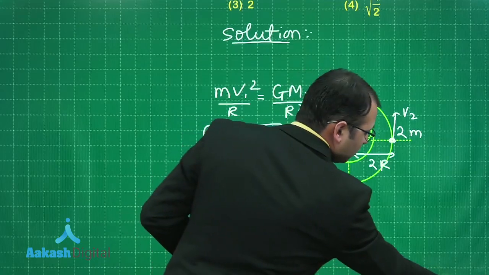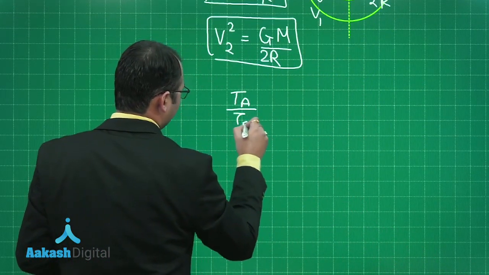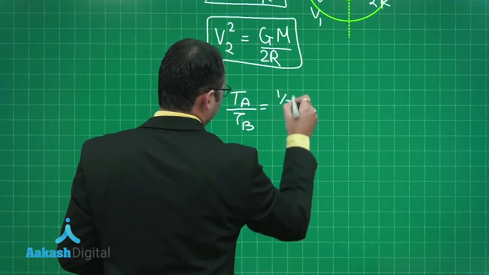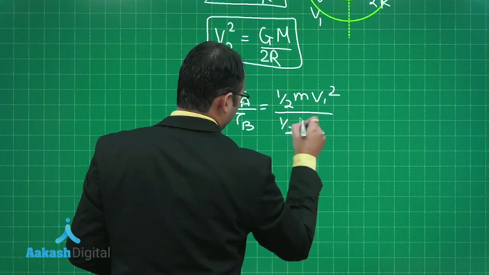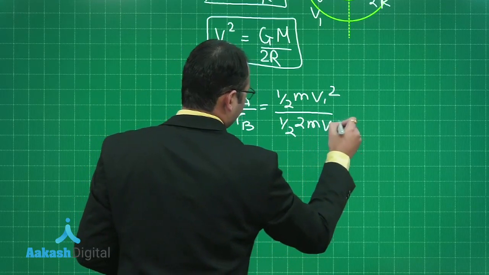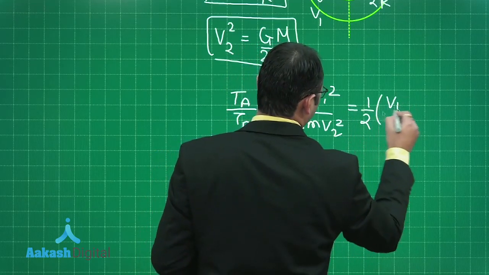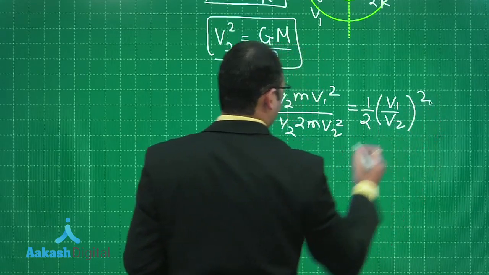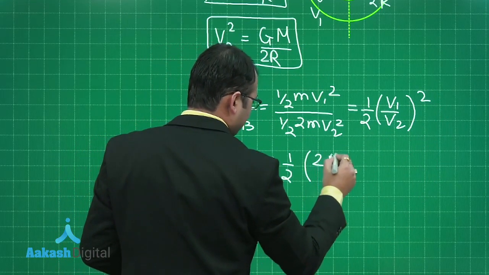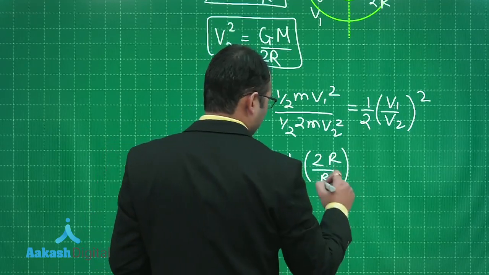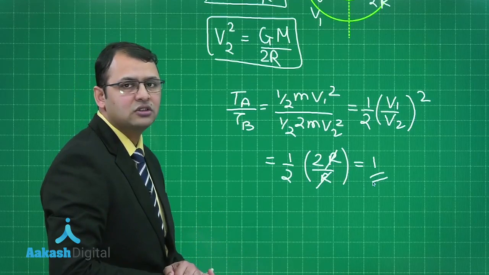So from here you will find that the ratio of kinetic energies TA by TB would be equal to half m v1 square by half 2m v2 square. Solving this, you will get half of v1 by v2 whole square. This would be simply half into, you will get 2r by r. So this and this will be cancelled, you will get 1. So the ratio of the kinetic energies will be 1.